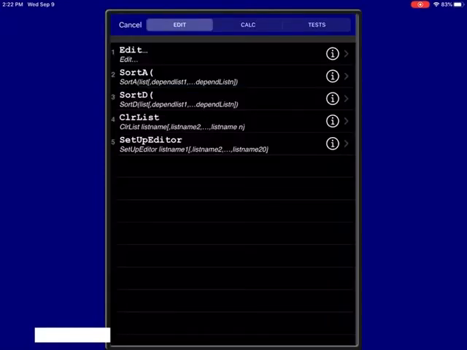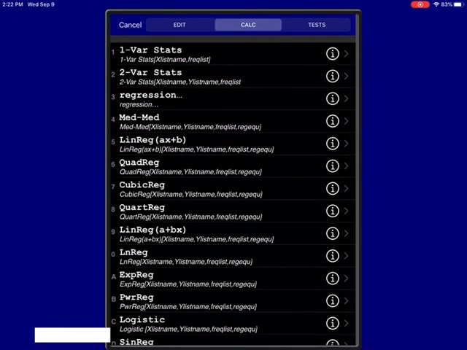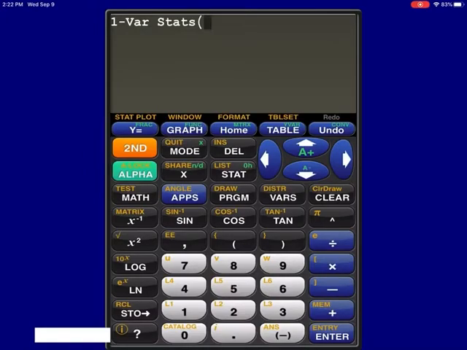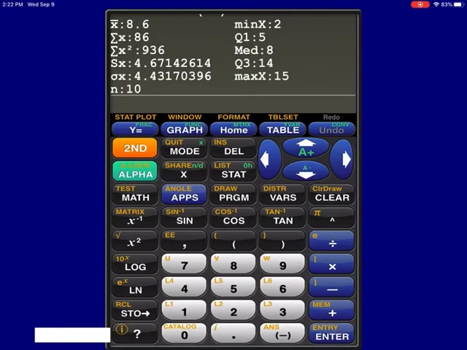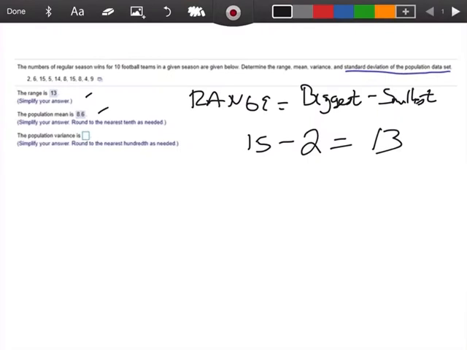Then I'm going to go to stat, go to calculate, and calculate my one variable stats. We want our list 1. Our mean is 8.6, right? So we come back over here, and there it was, 8.6.